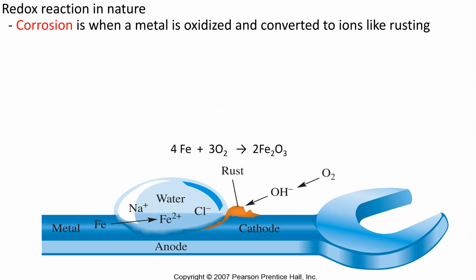All right, the last thing we're going to go over is corrosion. Corrosion is basically a reaction where a piece of metal breaks apart into its ions. It's kind of like rusting. So here we have an example of rusting.